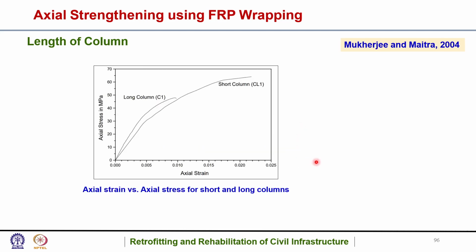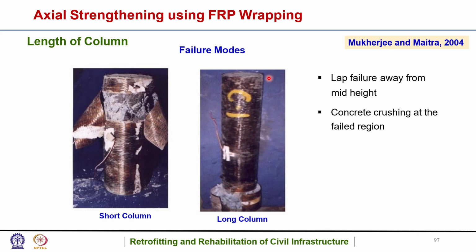Okay, now these were the failure modes for the short column and long column. So here the failure occurred here, okay. You could see the failure away from mid height, as could be seen, and concrete crushing at the failed region. So in both the cases, you could see that the longer the column, the farther the failure was from the mid height, okay.